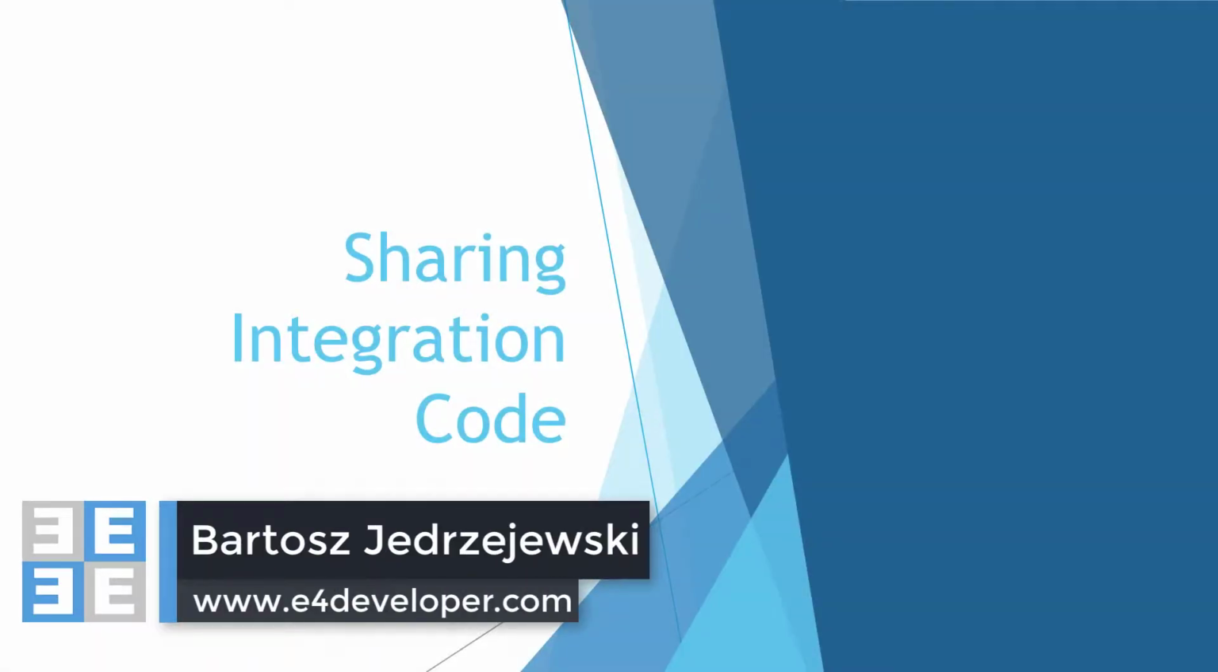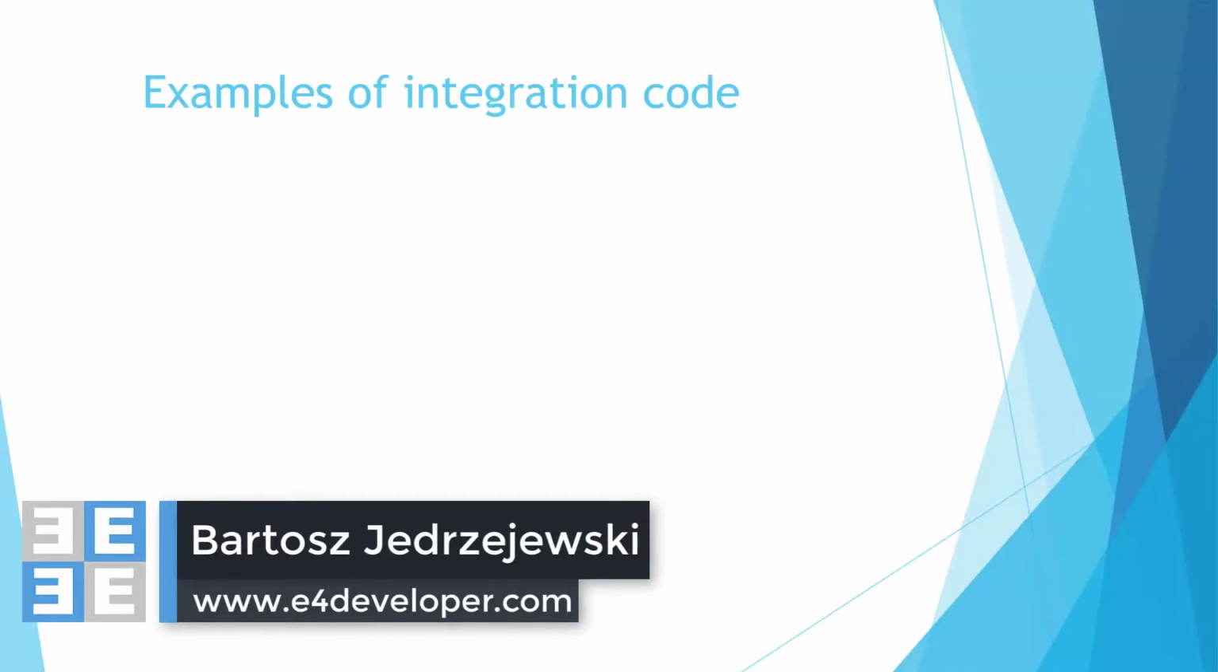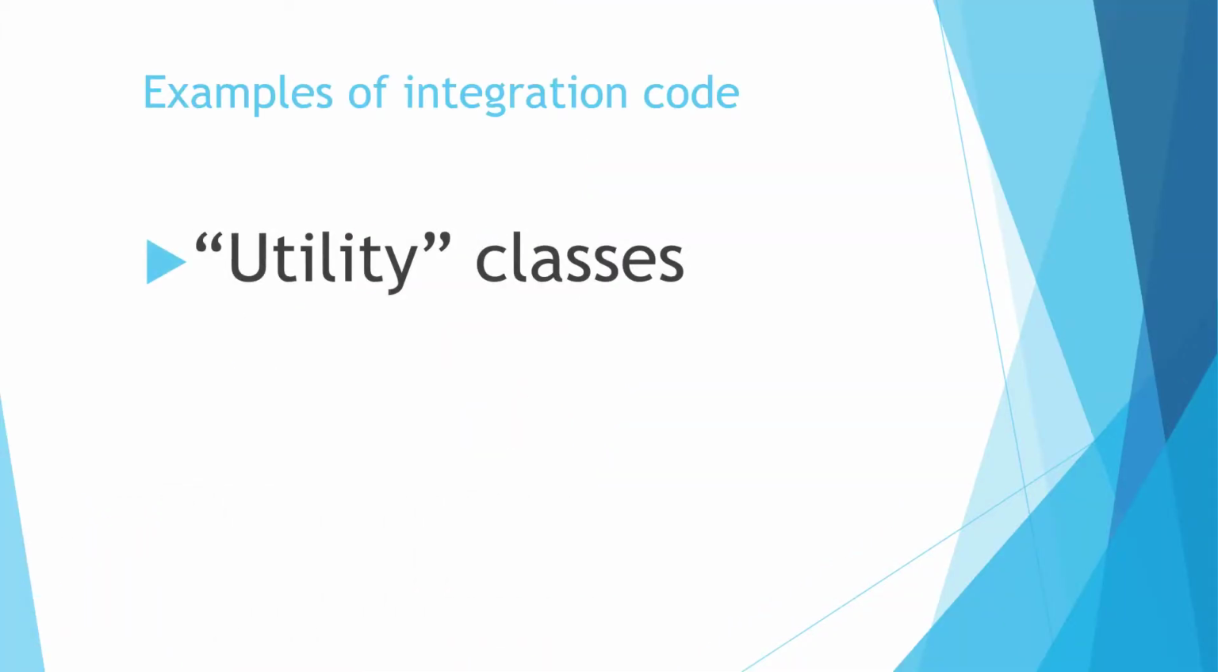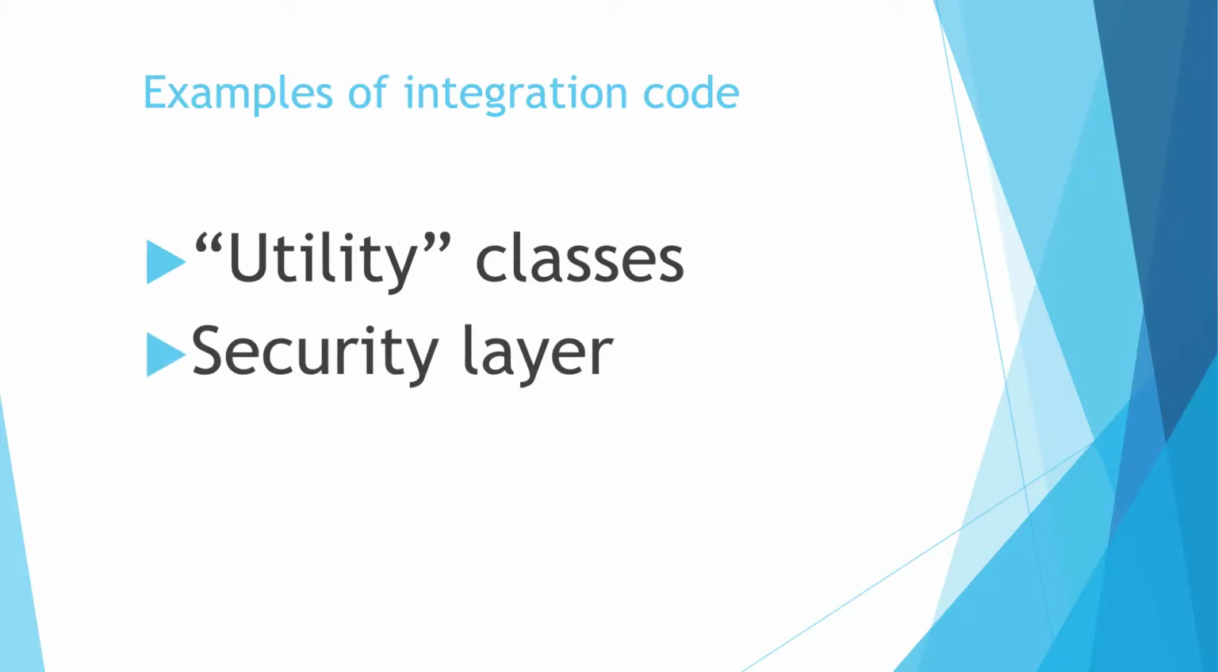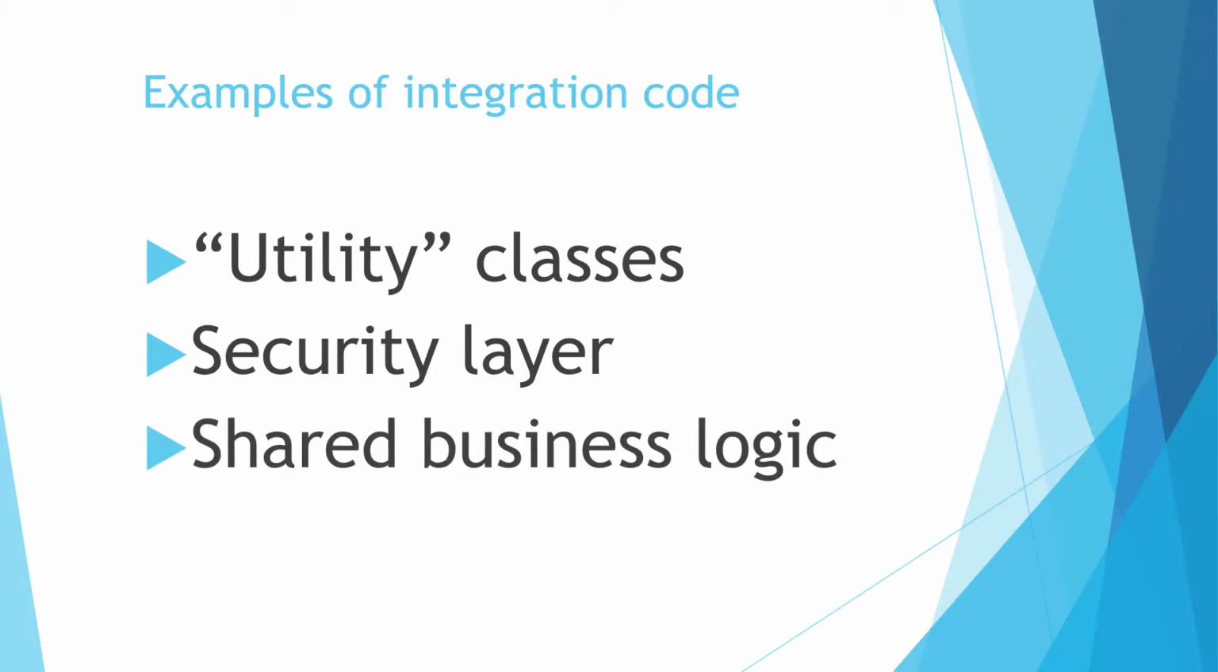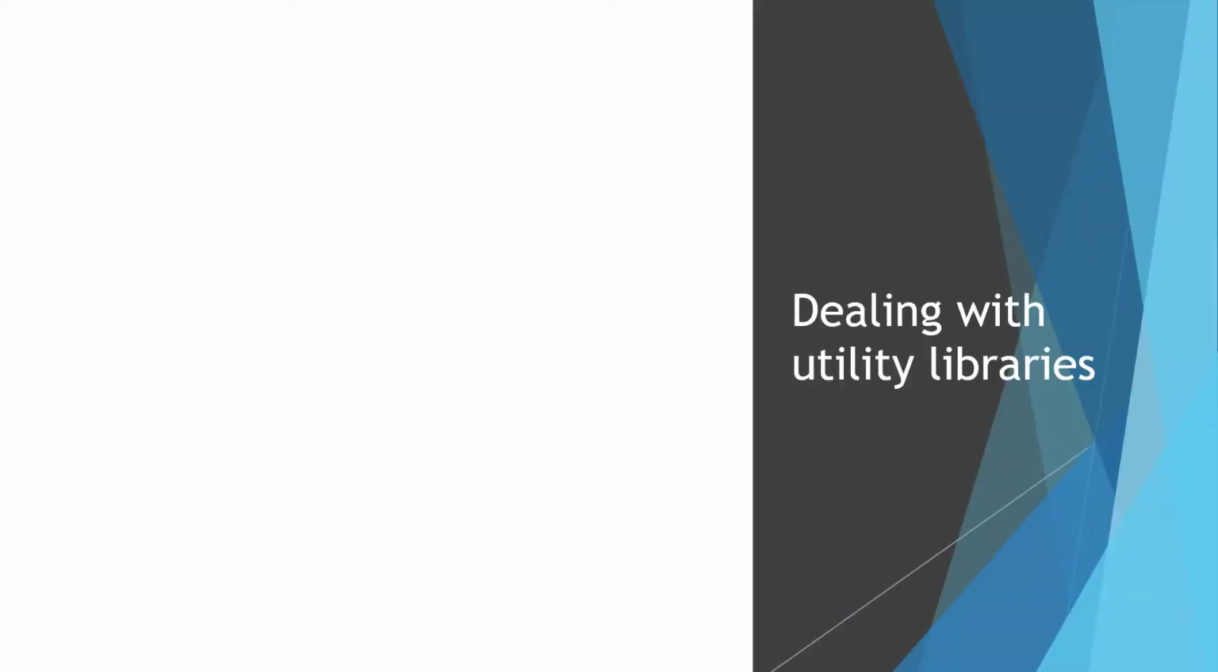First, we're going to look at examples of different integration code. So often we have utility classes and libraries that are often bundled in one large dependency that is then shared across microservices. We may have critical components such as security layer, and often we are dealing with shared business logic, difficult business logic that we don't want to be writing all the time.